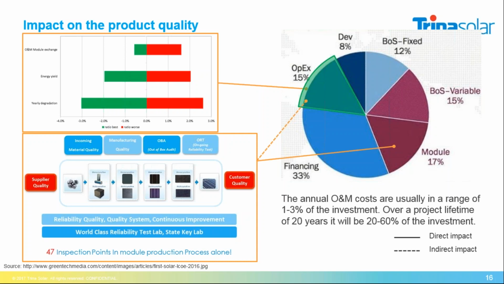It's important because we can assume that the annual operation and maintenance costs are in the range of 1 to 3% of the investment. That means over a lifetime of 20 years, it will be 20 to 60% of the investment, so quite a big portion. And if you don't keep an eye on high quality products, then you might have much higher maintenance costs, and your target LCOE cannot be achieved.